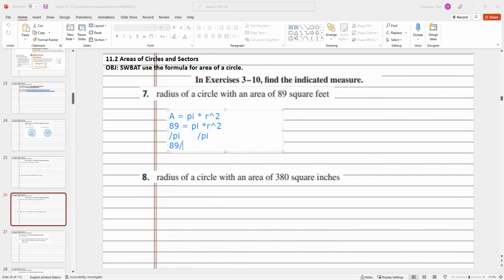Then you have 89 divided by pi equals r squared. Now how do you get rid of that squared? Opposite of squaring is square rooting. So we square root both sides, and you want to make sure to put the whole thing in parentheses. In Desmos, I think it'll just automatically go underneath everything, but since I'm typing it, better to type it correctly. Because if we square root both sides, the square goes away, and we have the square root of 89 divided by pi. Let's plug that into the calculator.